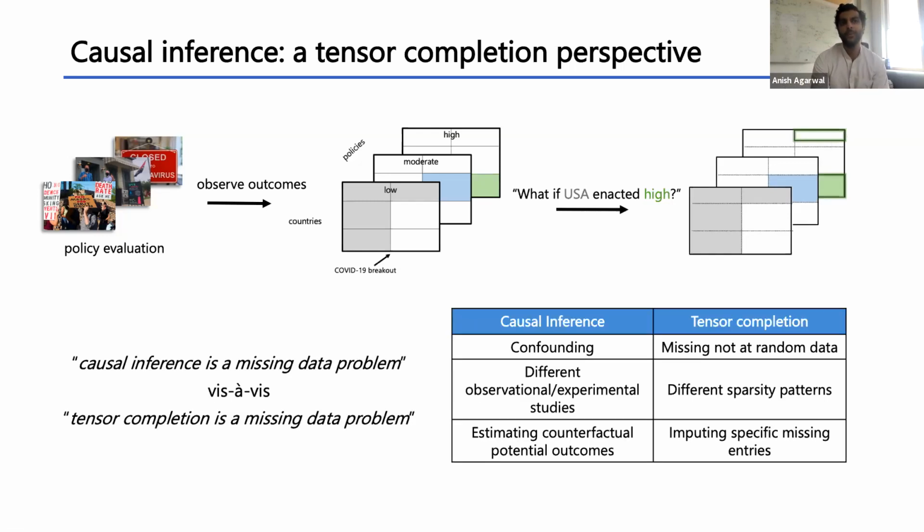And in some sense, people always say that causal inference is a missing data problem. And in computer science, one of the hottest fields is tensor completion. And they also say that tensor completion is a missing data problem. And I think there's a deep relationship between these two fields in terms of the types of goals you can solve. And a lot of the terms you have in causal inference have an analogous term in tensor completion. For example, the notion of confounding in causal inference can be thought of in tensor completion as simply missing not at random data. And different observational and experimental studies basically lead to different sparsity patterns in your observed outcomes in your tensor completion. And then the goal in causal inference is to estimate counterfactual potential outcomes. And in tensor completion, you can write that as simply imputing specific missing entries. So you can see there's this kind of one-to-one mapping between problems in tensor completion and causal inference, at least for discrete settings.